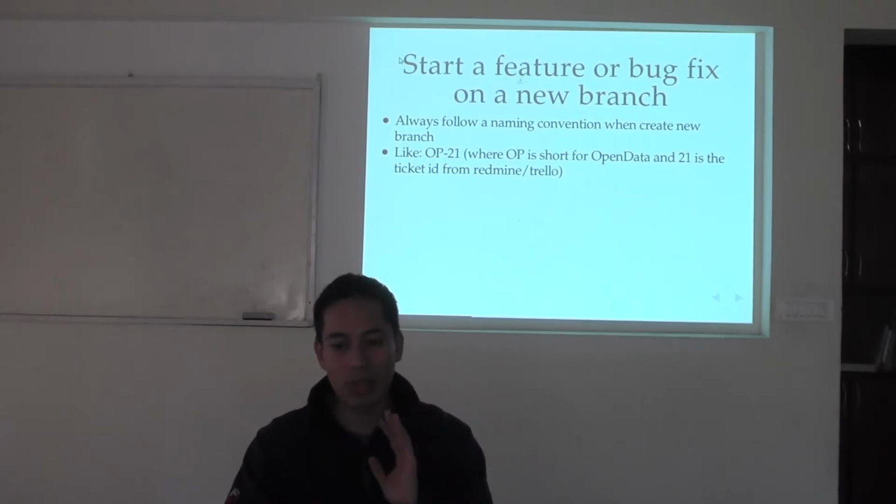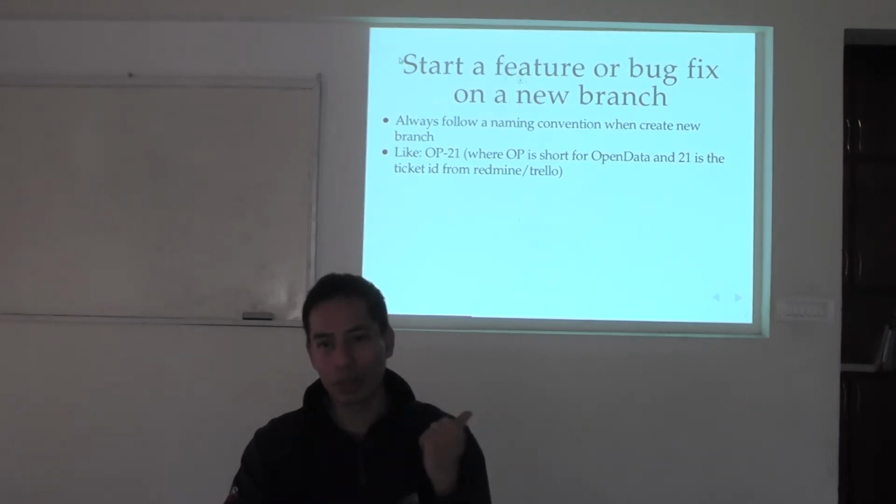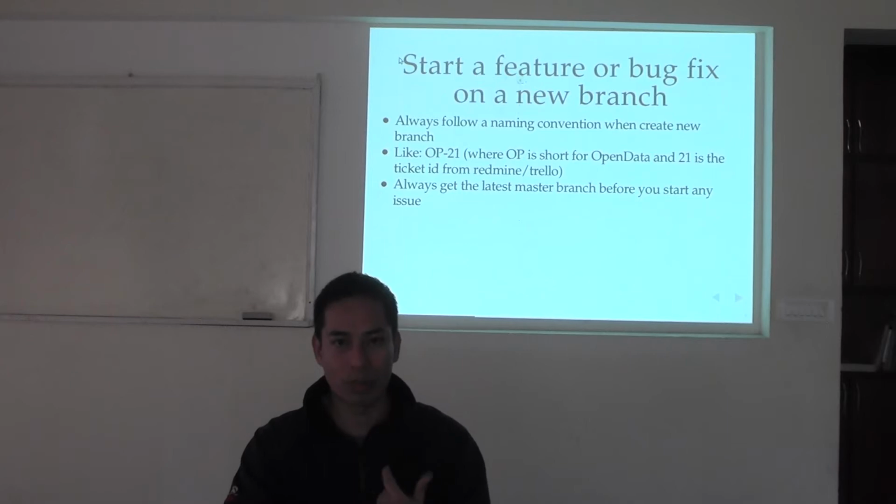Let's say I'm doing something for open data, the project code is OP, and I'm working on card number 21 on Trello. On Trello, you would also see the card number. The first thing you do is move the ticket from to do to doing, and then go to your master, get the latest master, then do git checkout -b and your proper branch name with the proper project code. So it will be OP-21.